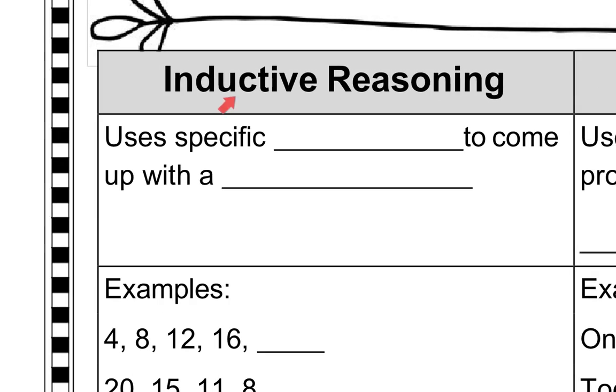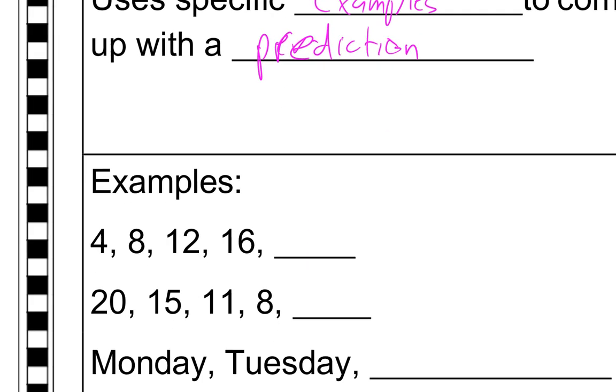Okay, so the term inductive means we use specific examples to come up with a prediction. So imagine that you had these examples over here. Let's see if we can come up with a prediction on these. Pause the video and see if you can come up with a prediction here, here, and here.